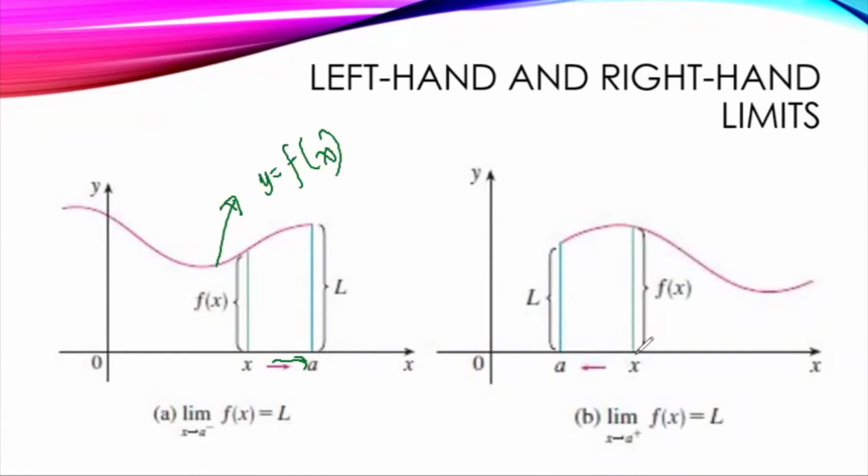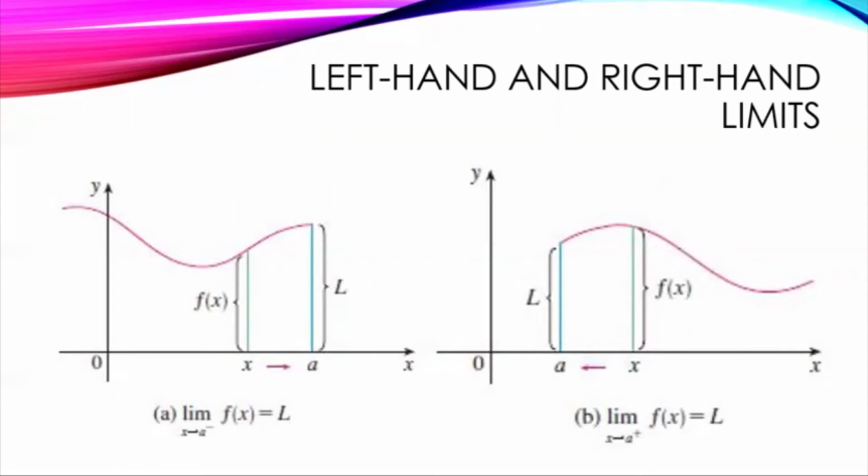We also have the right-hand limit. That is considering the values of x from the right of a. Again, suppose this is our y is equal to f of x. As x approaches a from the right, we use this notation: limit of f of x as x approaches a from the right is equal to L. As x approaches a from the right, the function values approach the value L, which is our limit, or the right-hand limit.